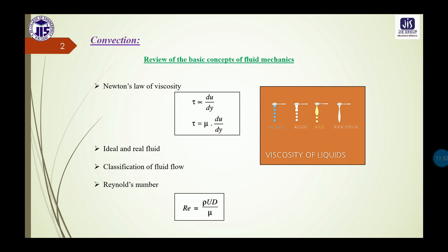So from the diagram given here, in case of the viscosity of liquids, four different things are given: water, milk, oil and egg yolk. In case of water, as we have discussed, water and air have low viscosity, so they are considered as almost ideal fluid. From the basic concept of viscosity, we can see here how they behave in terms of their low or medium viscosity.